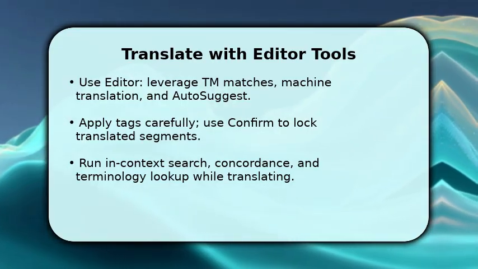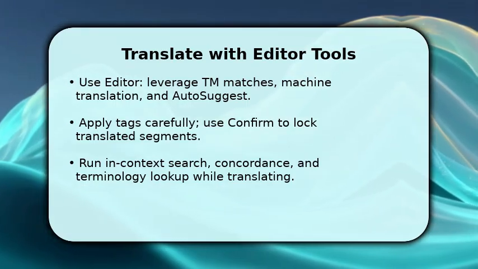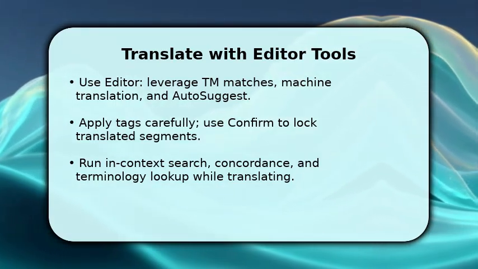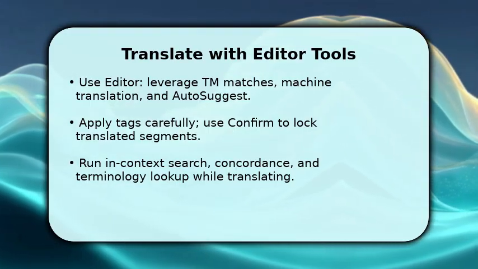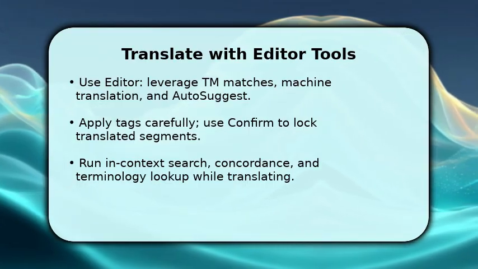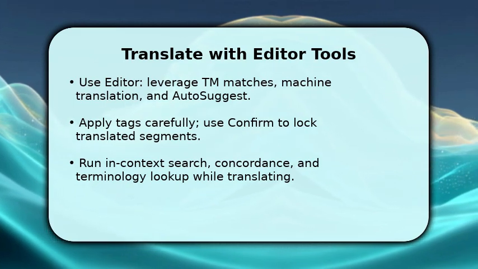Use machine translation as a draft, then refine with your term base. This speeds throughput without sacrificing quality. Apply tags precisely to keep formatting intact, and use concordance or search to resolve ambiguous terms. Remember to save frequently. Trados syncs TM entries as you confirm segments.